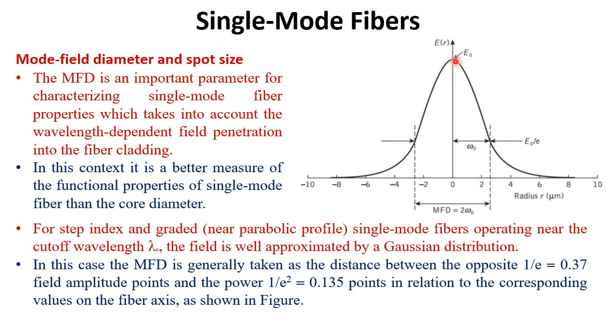So from E0, here we have E0 by e, here we have E0 by e. So this distance is omega 0. So MFD, that is mode field diameter, is twice omega 0, assuming the profile is Gaussian in shape.